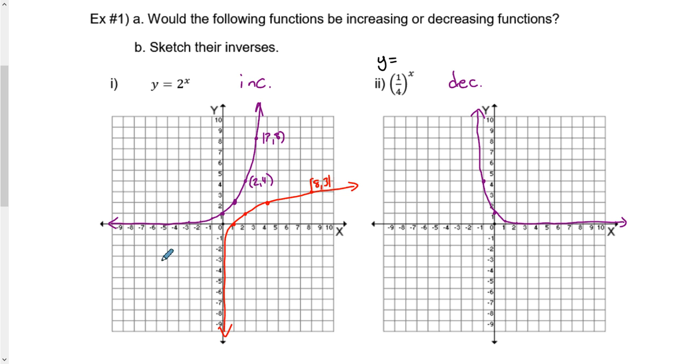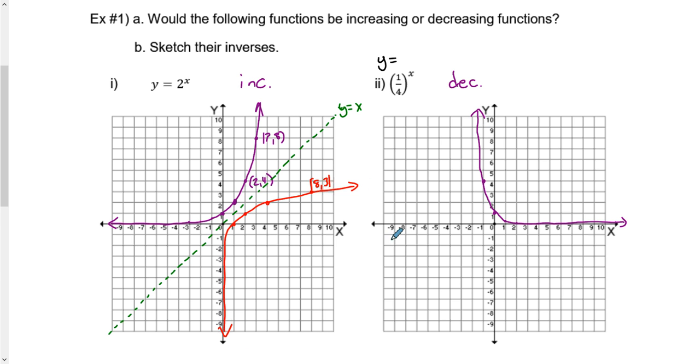Now, that's not the only way that we found out how to graph inverses. The last one that we had talked about is it's always going to be a reflection over the line y equals x. So the exponential y equals 2 to the power of x is that purple graph. The inverse of it is that red graph.